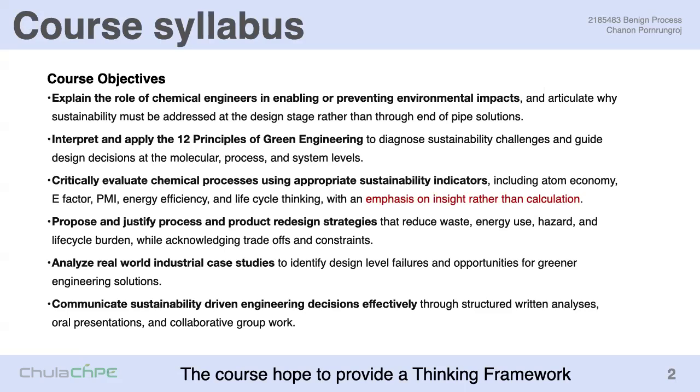The course objective, I will go rather quickly. So you should be able to explain the role of chemical engineers in enabling and preventing environmental impact, interpret and apply the 12 principles of green engineering, critically evaluate the chemical process using different metrics. So we will learn different metrics like E factors, PMI, energy efficiencies, and so on. And then propose some solutions.